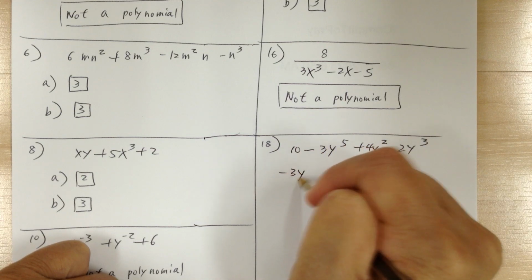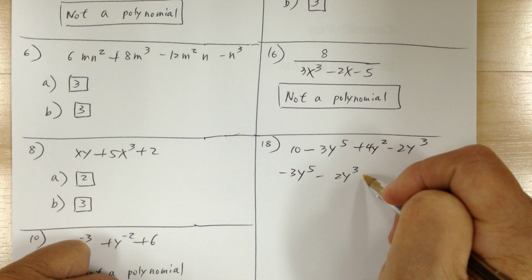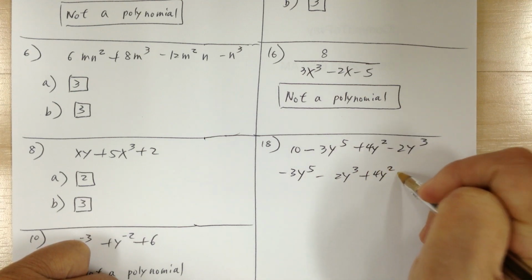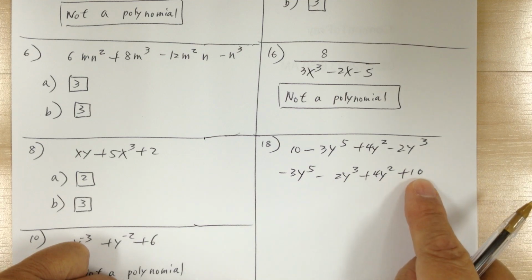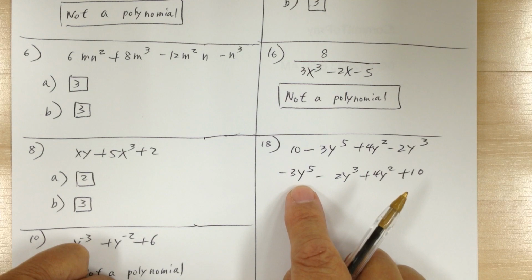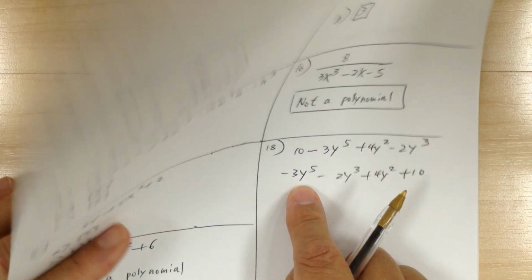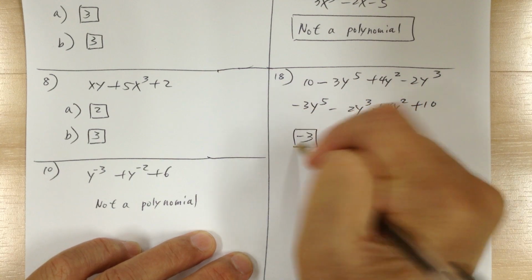So it'd be negative 3y to the 5. And the next one would be minus 2y to the 3, plus 4y squared plus 10, right? Write in a descending order according to the y. Okay. And then the leading coefficient is the coefficient of the leading term. So in this case, the answer is negative 3. Okay.